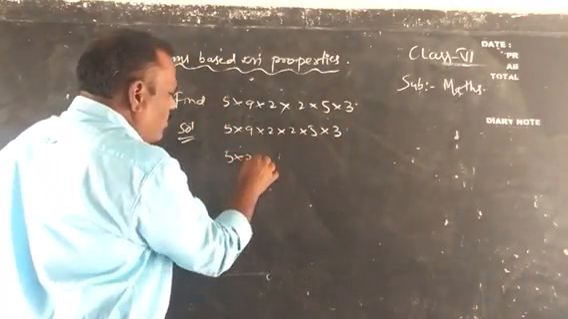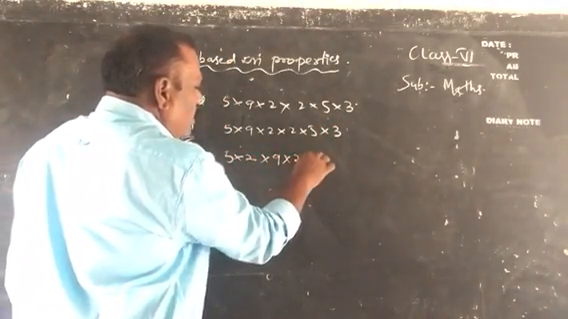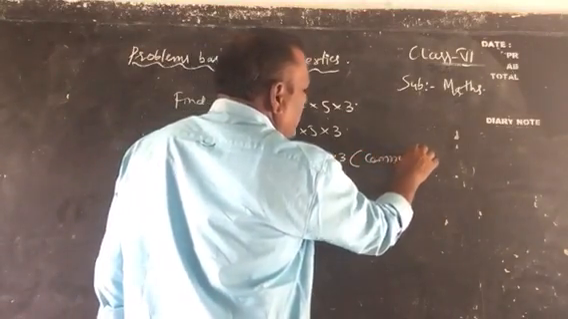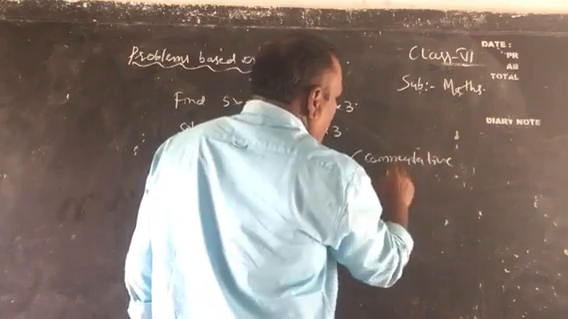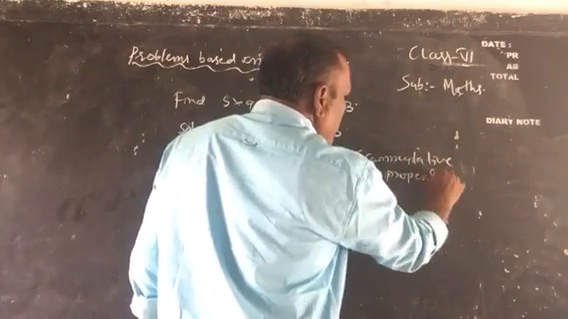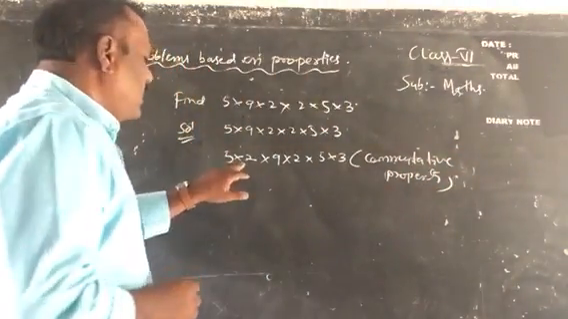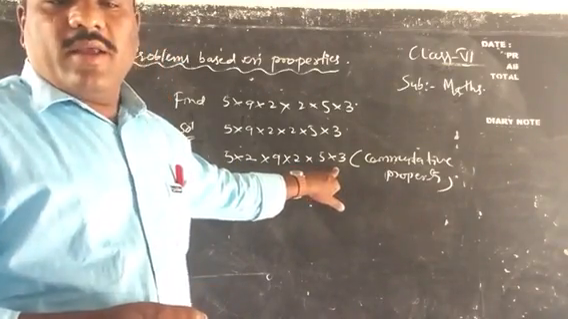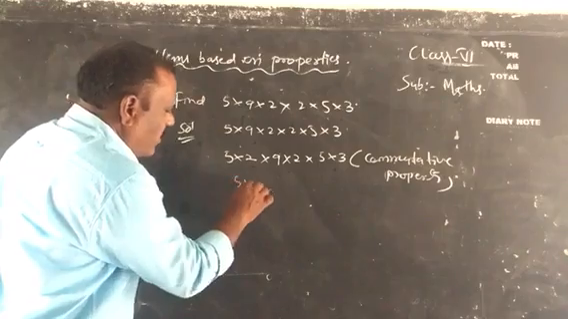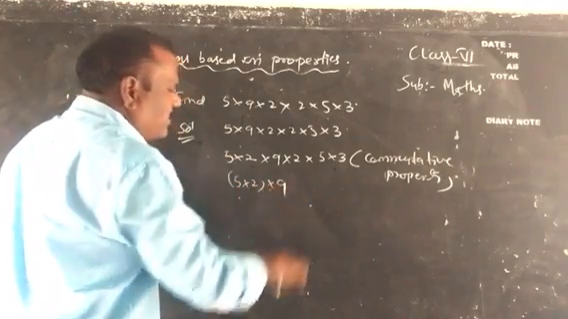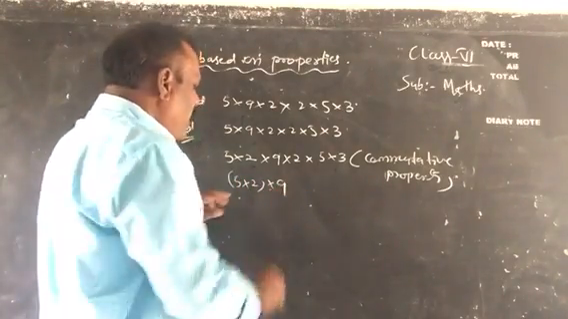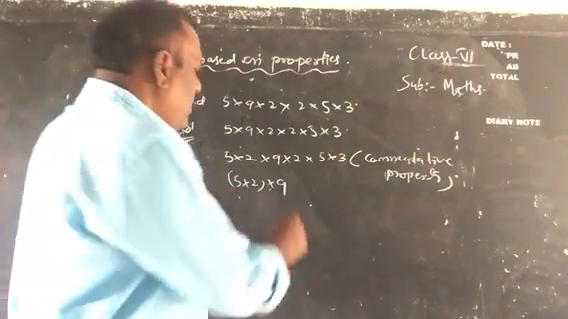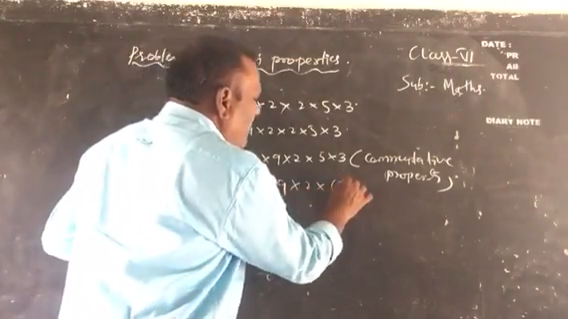Now 5 into 2 into 9 into 2 into 5 into 3. Which property, children? Commutative property. Obviously, here we interchanged the numbers. So now 5 into 2 into 9. Okay, is it clear, children? 5 into 2 into 9 into 2 into 5 into 3.